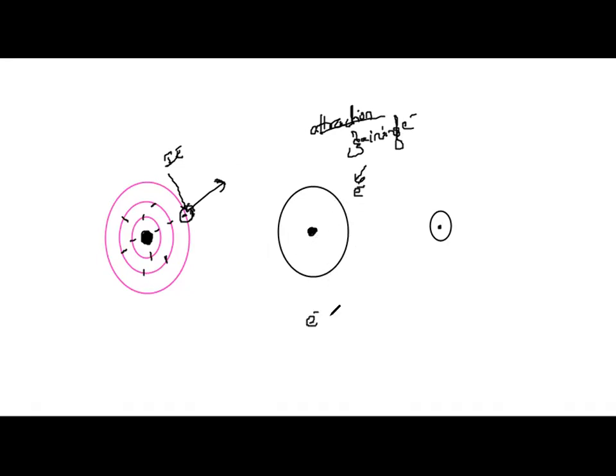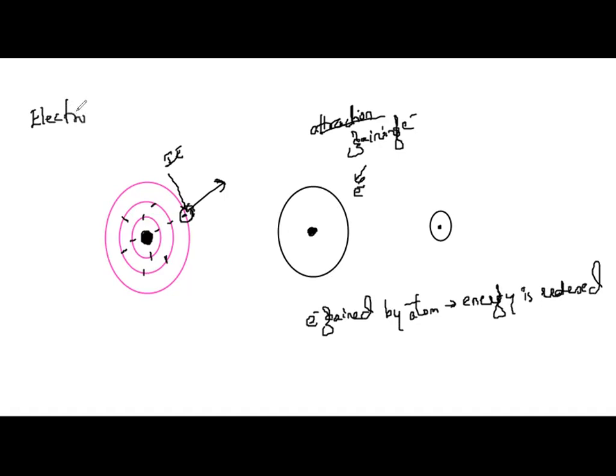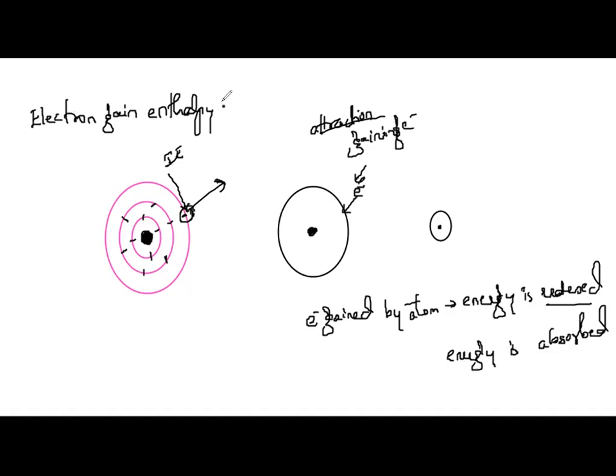So whenever an electron is gained by an atom, always remember energy is released. And that energy is called electron gain enthalpy. Why is it termed enthalpy? In most cases, the energy is released. In some cases, to make an atom gain the electron, energy is absorbed. That means I have to put energy on this electron so that it goes in forcibly. We'll discuss on what basis that condition is set. So we say it as electron gain enthalpy.